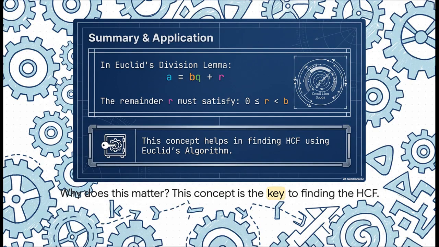So why does all this matter? I mean, what's the point? Well, this lemma isn't just some interesting little observation. It's a foundational tool. It's the essential first step, the key that turns the lock, for a powerful process called Euclid's algorithm, which happens to be one of the oldest and most efficient ways to find the highest common factor between 2 numbers.